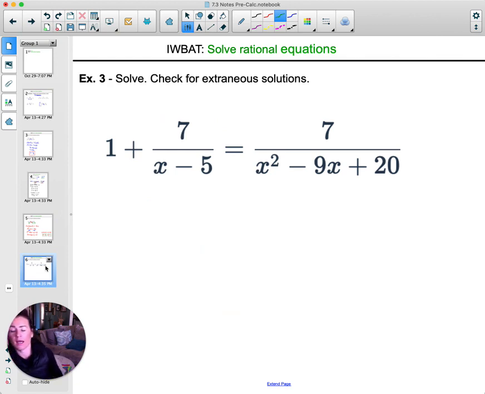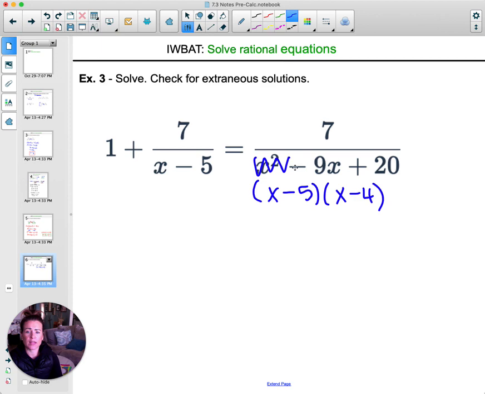Okay, then this one has 3 terms again, or 3 chunks to it, so we're going to need to multiply by the least common denominator here. So we actually want to factor this one to see if this is in it, okay? So let's factor this. So what are the factors of +20 that add to -9? So this is x minus 5 and x minus 4. So that factors. So now we already have one of them here. So we want to be able to see those factors for when we multiply by the least common denominator.